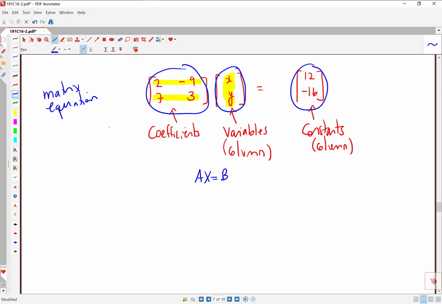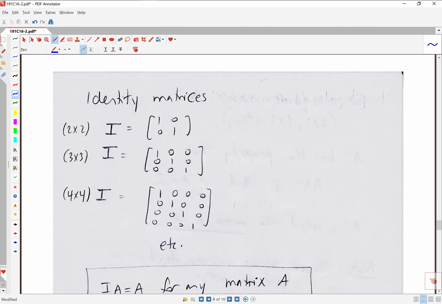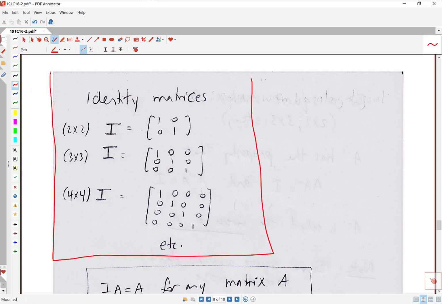So in order to move towards solving systems of equations, we need a couple more definitions in this section. The next definition we're going to look at is the idea of the identity matrix. So let's put a box around this, call this a definition. An identity matrix, or identity matrices, there's actually a family of these identity matrices depending on the size of the matrix. So let's look at the 2 by 2 situation first.